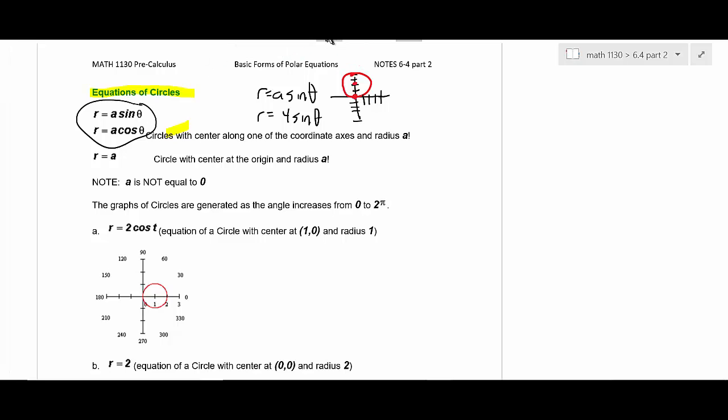The other one I'd like you to know is, let's say you have r equals 4 cosine theta. It's the same idea.